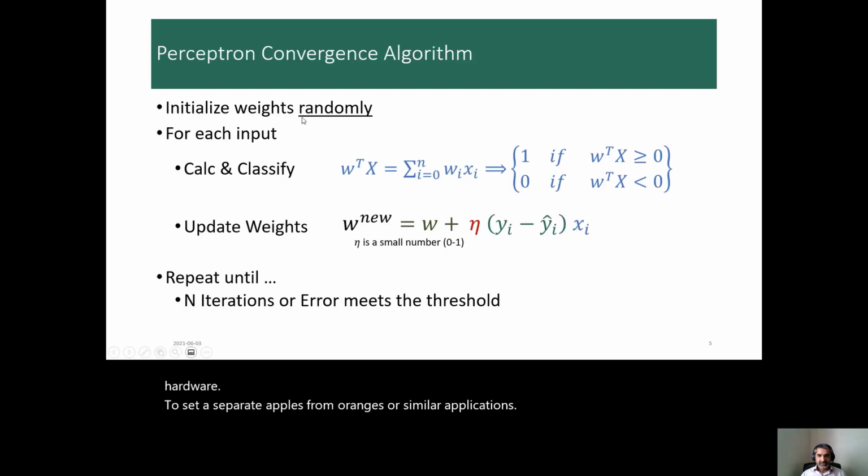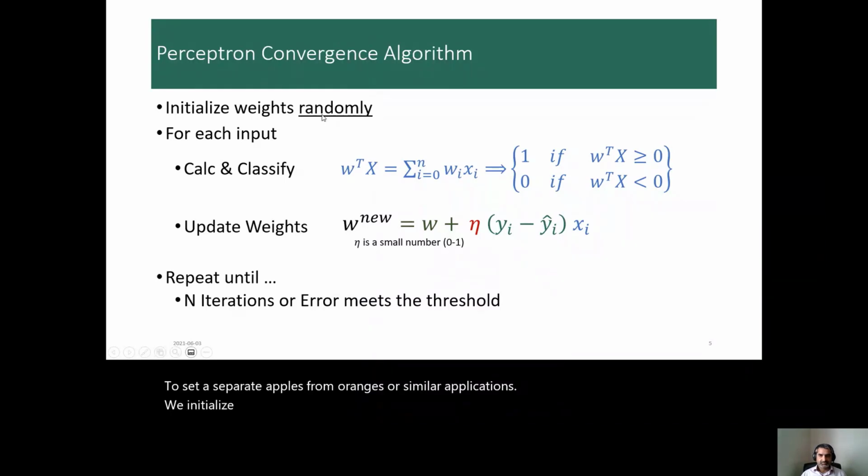We initialize weights randomly or 0, 0, 0, 0. That's a choice, no difference. We reach the same conclusion if there is one linear line possible between two classes. But what we do next is calculate and classify. We calculate W transpose X. If the result is greater than 0, we classify it as 1, otherwise 0, and then we update our weights. For every example, we do this.